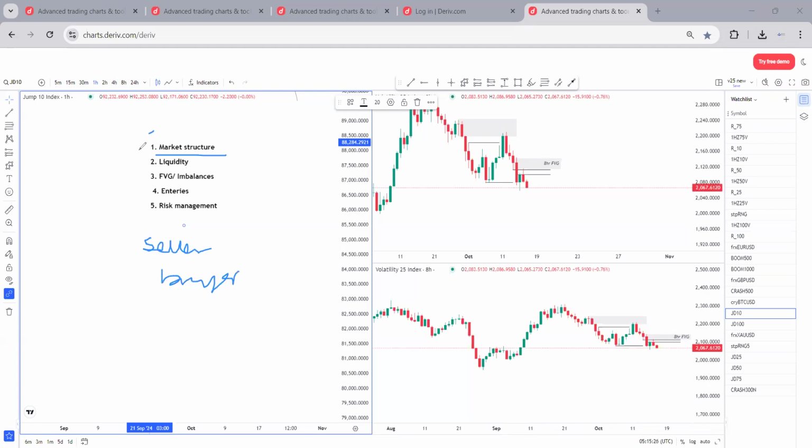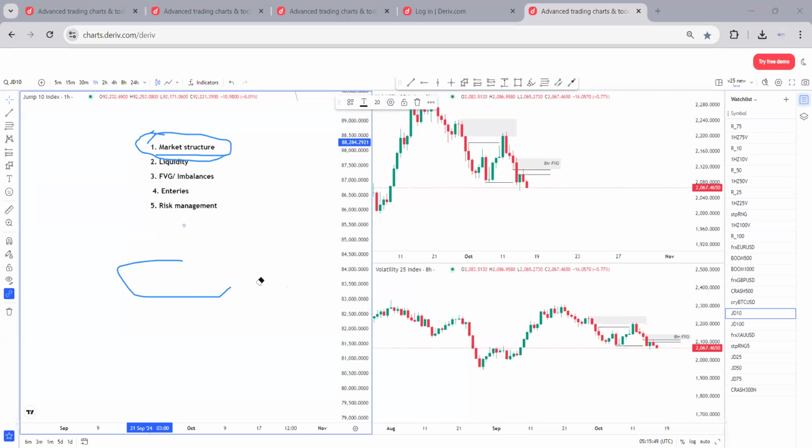That is the reason why you are looking at the market structure. So you want to confirm whether the market is buying or selling. That is why you look at your market structure.